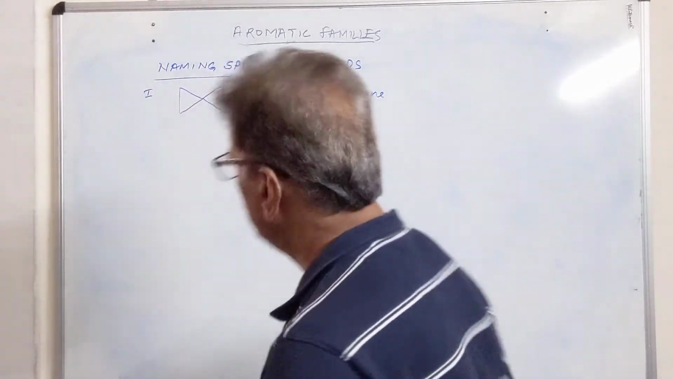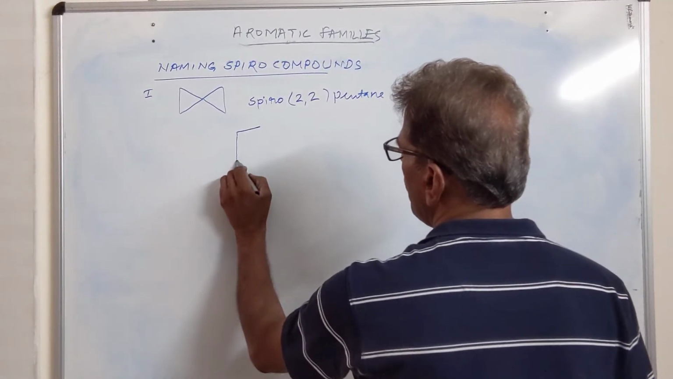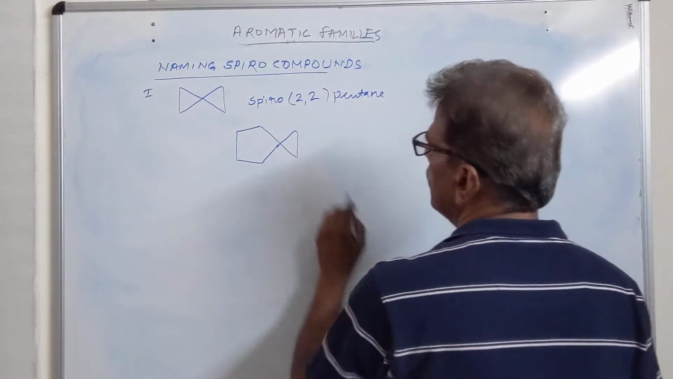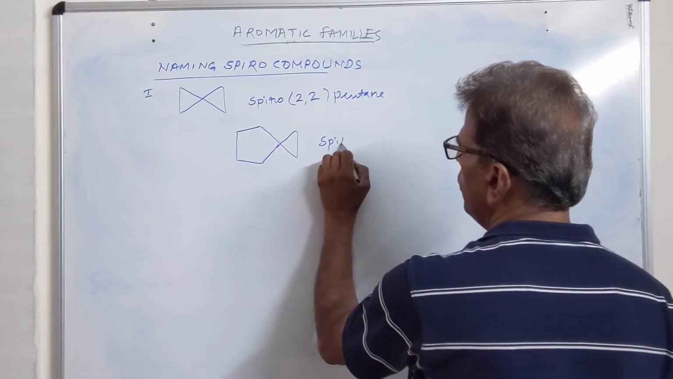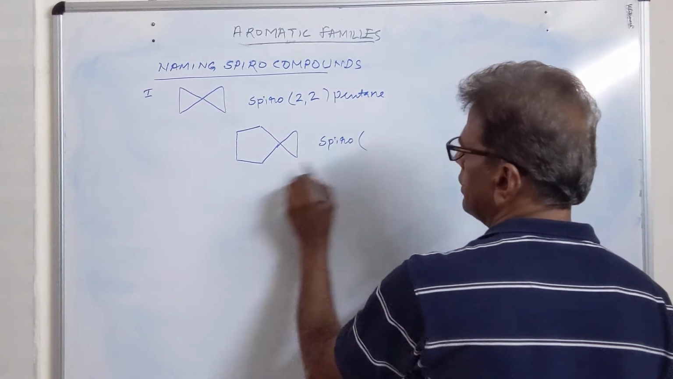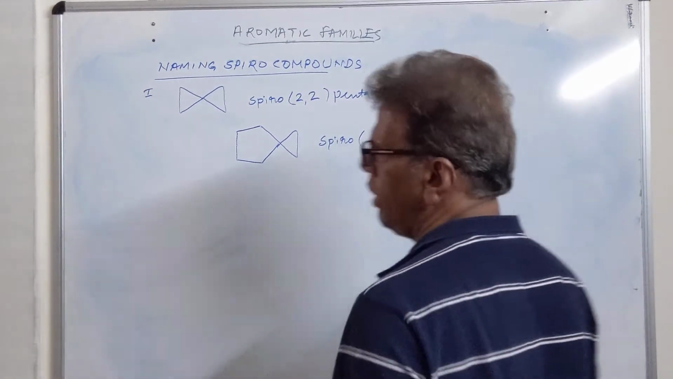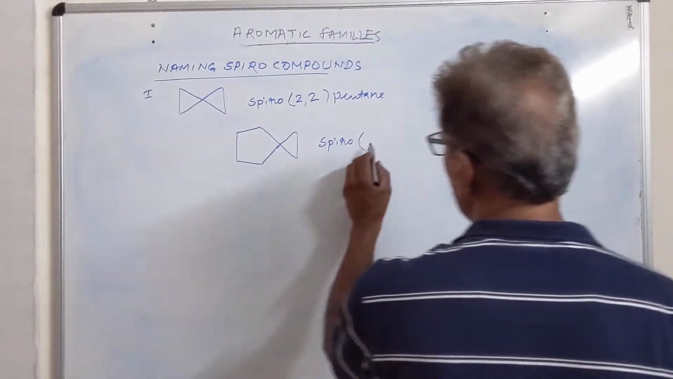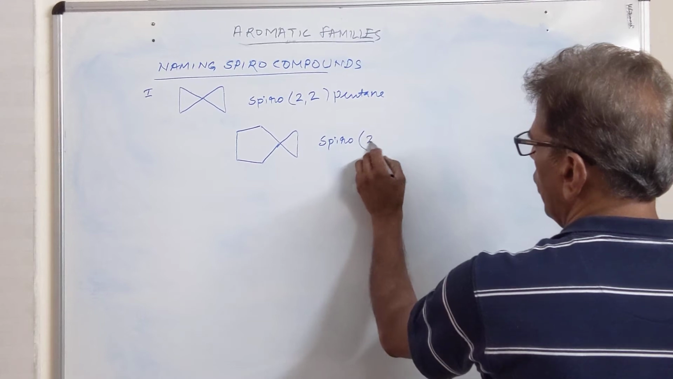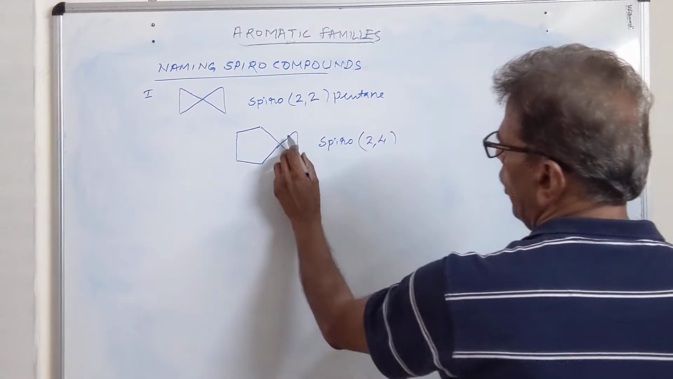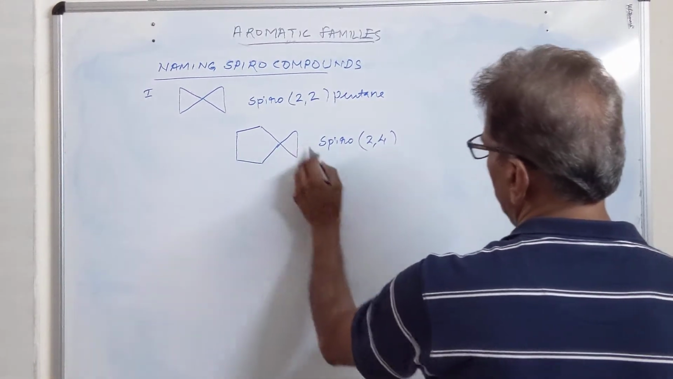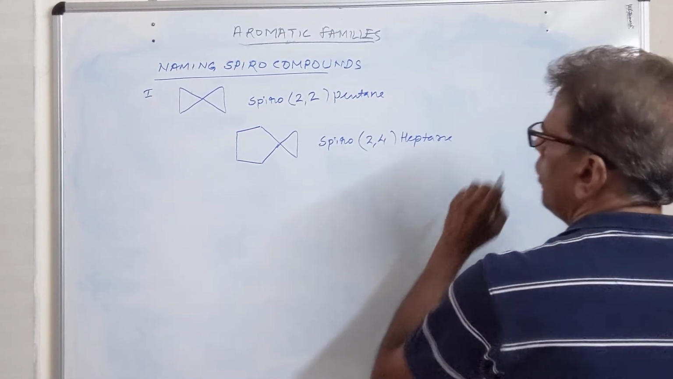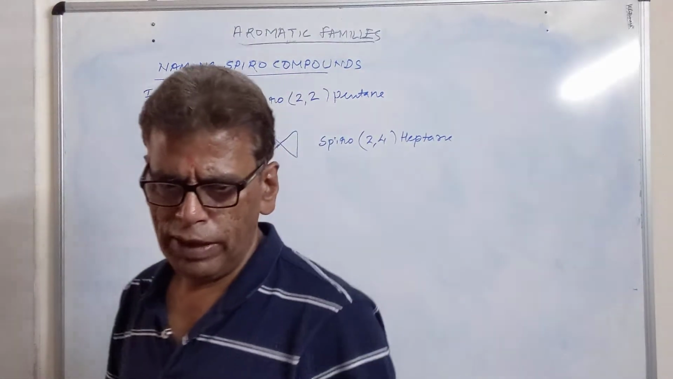Then we have next compound. So this is also a Spiro compound, and it contains carbon 4 in the first cycle and 2 in the second cycle. So they are written in the increasing order, 2, 4. And how many carbon total? 5 plus 2, 7. This will be heptane.